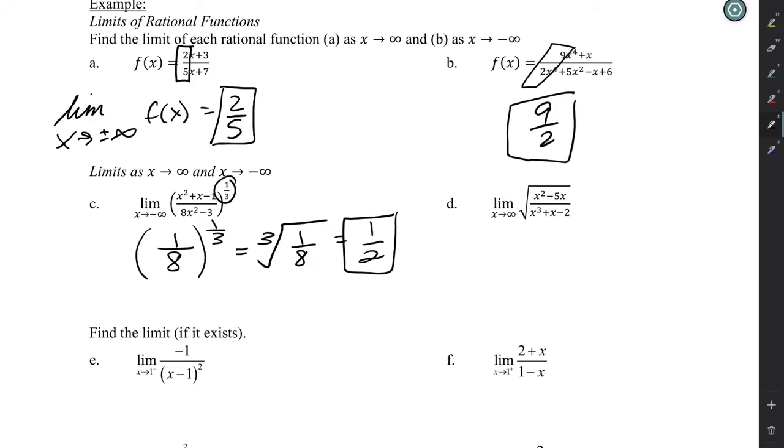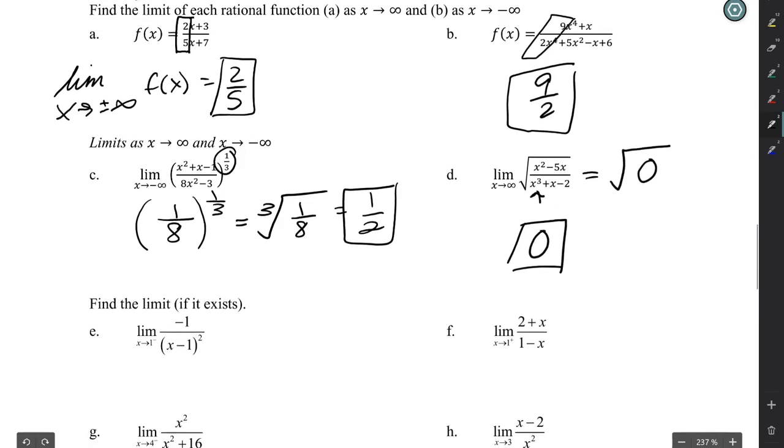For this one, because the degree of my denominator is higher than the degree of my numerator, that means the limit of the function inside would be 0. Now, the square root of 0 is 0, so that means the limit as x approaches infinity is just 0.